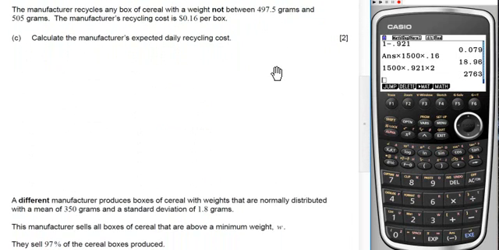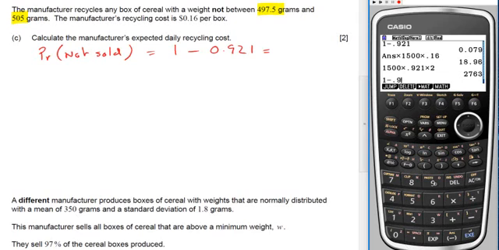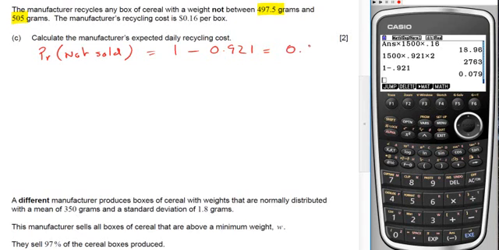The manufacturer recycles any box of cereal that's not got a weight. Notice straight away they're talking about the same boundaries that we've just worked on. But now they're interested in the boxes that didn't get sold. So if there's a chance of 0.921 that you sold them, then the probability that you don't sell it has to be 1 minus 0.921. And you can do that on your calculator as well. And that's 0.079. So that's the chance that the cereal is not sold.